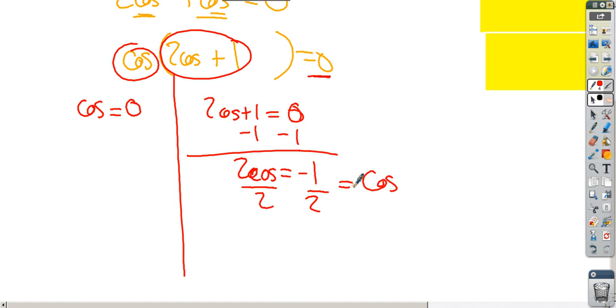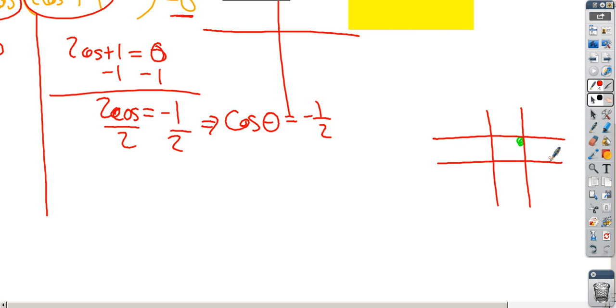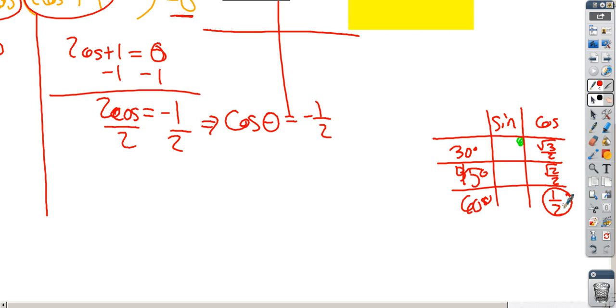We get cosine of theta is equal to -1/2. Where does that occur? Well, hopefully at this point in trigonometry you've memorized this table right here. Remember that the 3 angles that are important to know are 30, 45, and 60, and the sines count up and the cosines count down. So the cosines go radical 3 over 2, radical 2 over 2, and 1 over 2. That means cosine of 60 degrees is the thing that has a value of 1/2.